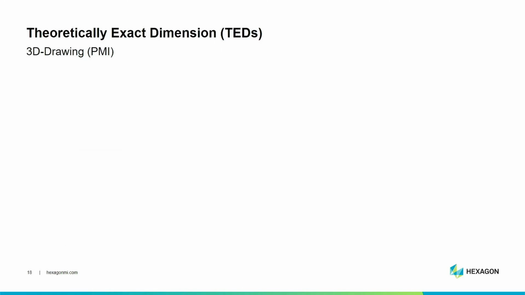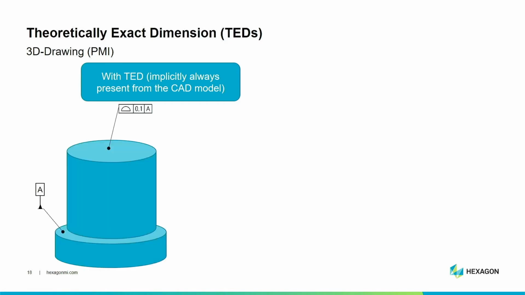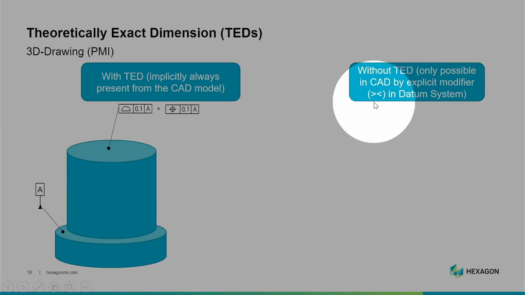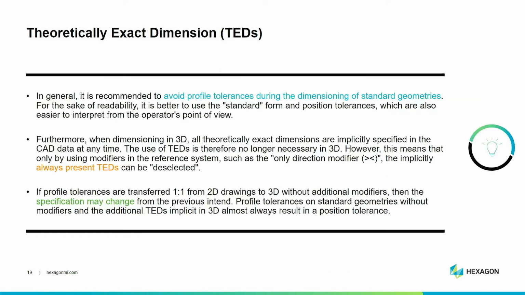But what happens now in the 3D world with PMI? Now, the TEDs are implicit, always present in the CAD model. So one beneficial thing, you don't have to add them anymore. But be careful, now without the TED, the position is called for in this example. And if you don't want to have the position, you now have to make it explicit by using the only direction modifier. And this would look like this. So to cancel this TED, you have to use it for the datum system, and this becomes a parallelism.